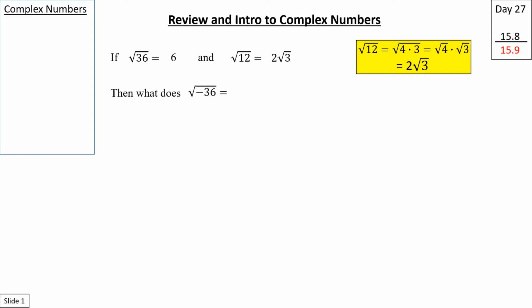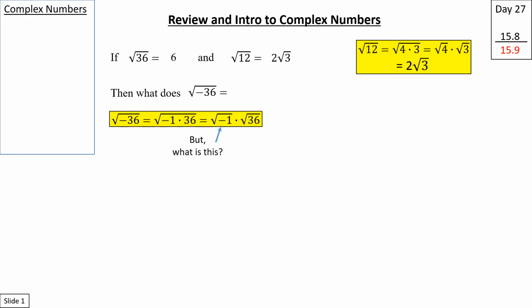Then what does root negative 36 equal? You're like, what? Well, if we break it up the same way we did the 12, root negative 36 would be root negative 1 times 36, which would be root negative 1 times root 36, which we know to be 6, but we don't know what this is, root negative 1. It's not real.